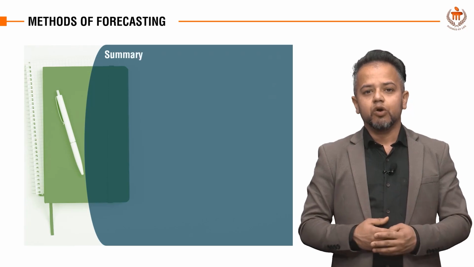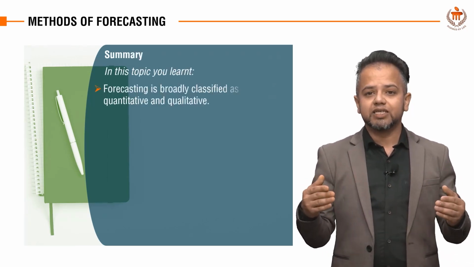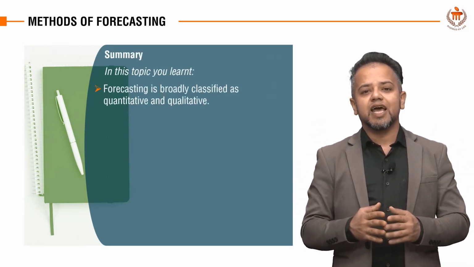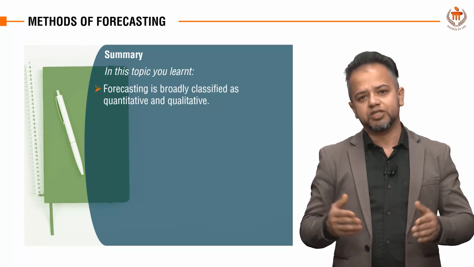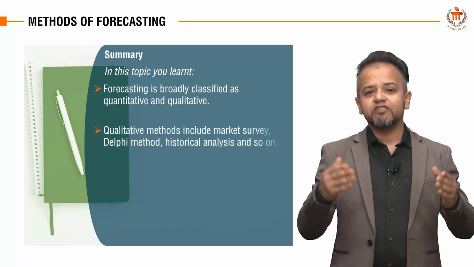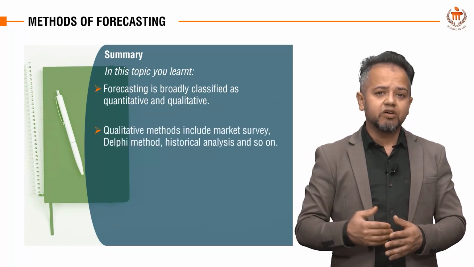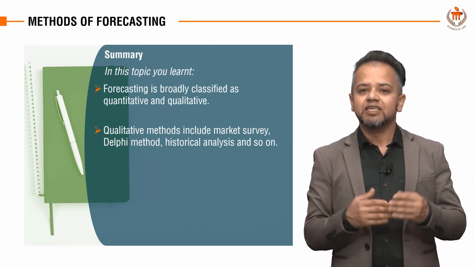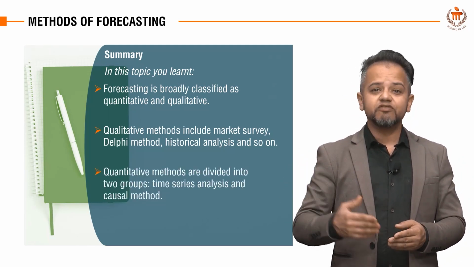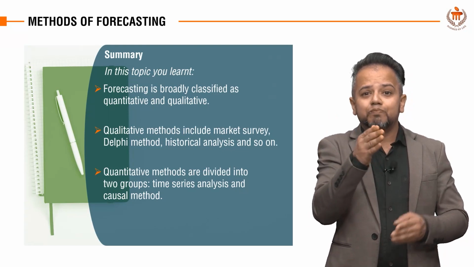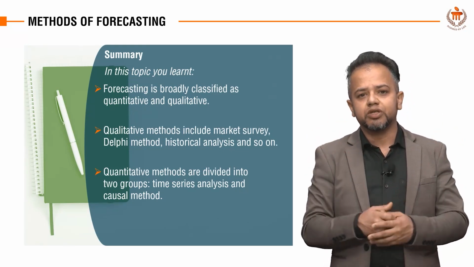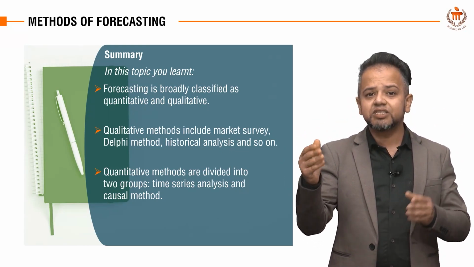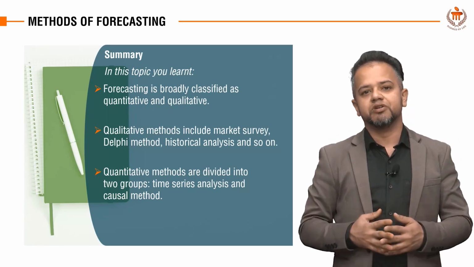In this session, we have learnt that forecasting is broadly classified as quantitative and qualitative. Qualitative methods include market survey, like the Delphi method, historical analysis, etc. Quantitative methods are basically divided into two groups. They are time series analysis and causal method.